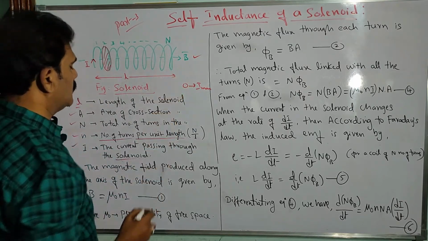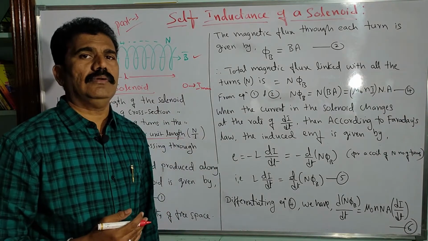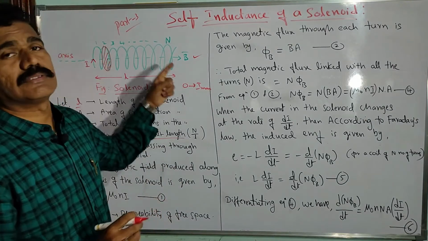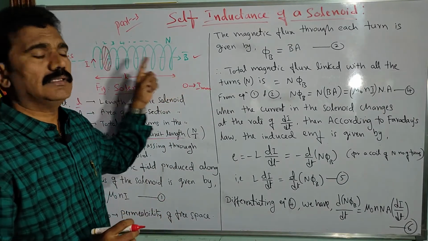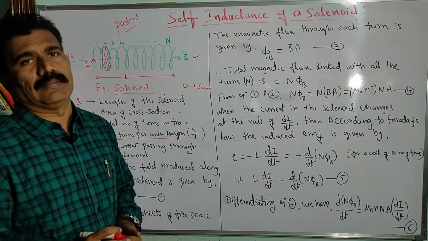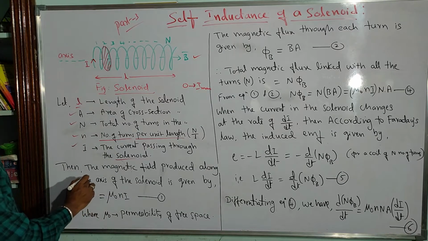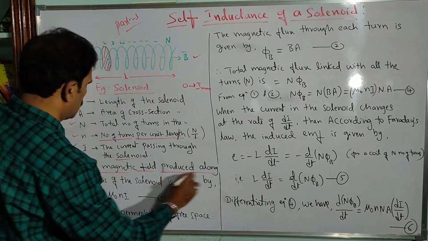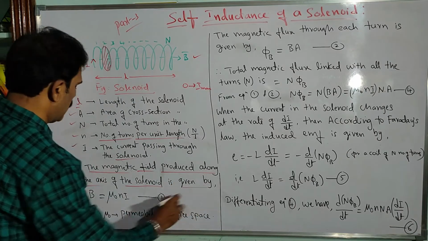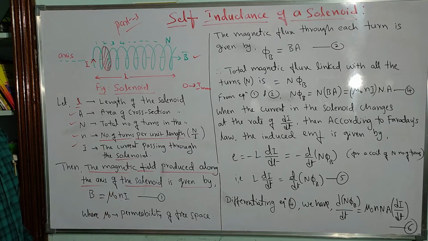B bar. So what is the expression for B bar? On what factors does that magnetic field depend, do you know? It depends basically on the strength of the current passing through the solenoid. You have to consider the strength of the current and also the number of turns per unit length. So let's consider the equation for that. The magnetic field produced along the axis of the solenoid is given by B is equal to mu naught into n into I.